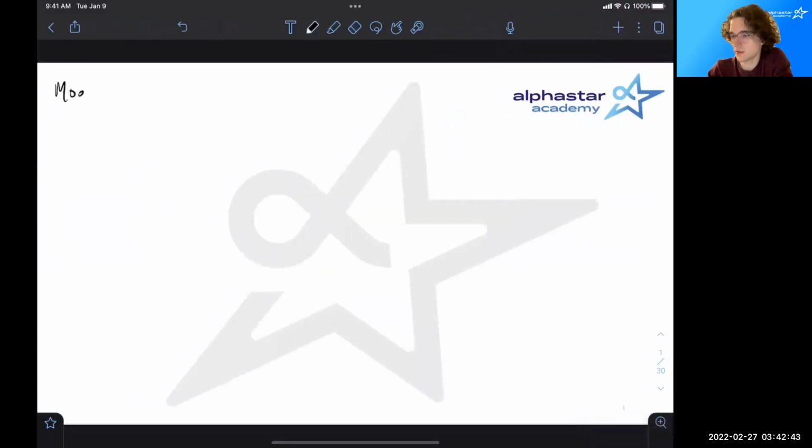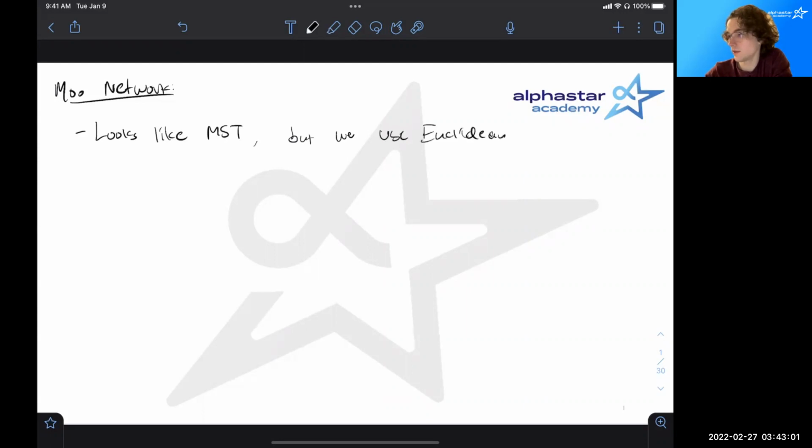So in this case, Moo Network. This looks like MST, but we use Euclidean distance squared as edges. So I don't know if there's any techniques here, because for example, for Manhattan distance, there's actually a standard technique for doing MSTs, but I don't think that obviously won't work for this, and I don't know if there's any specific techniques here.